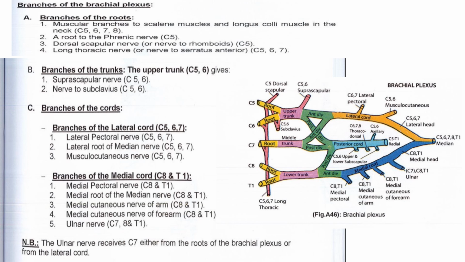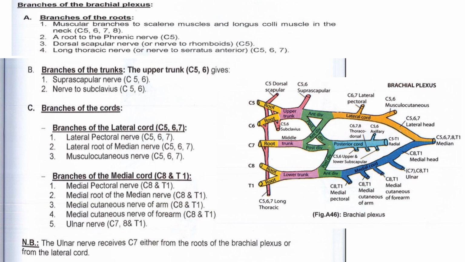Okay. Now we have the branches of the cords. The branches of the lateral cord are C5, 6, 7. There are three: the lateral pectoral nerve, the lateral root of the median nerve, and the musculocutaneous nerve. Okay, these three nerves are going to be there.